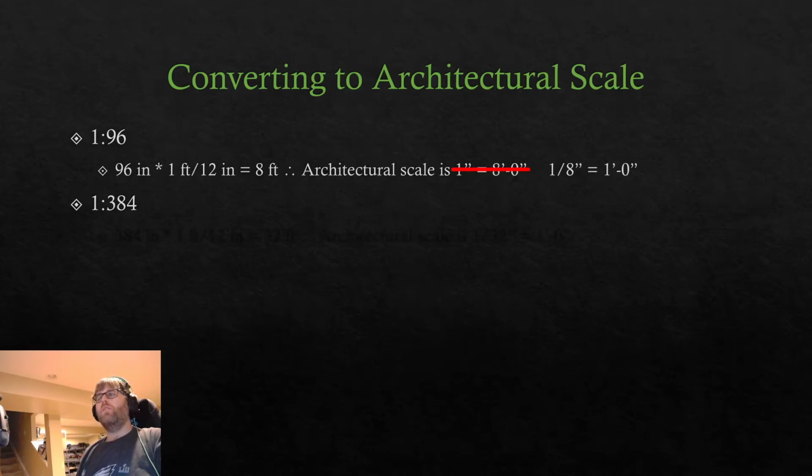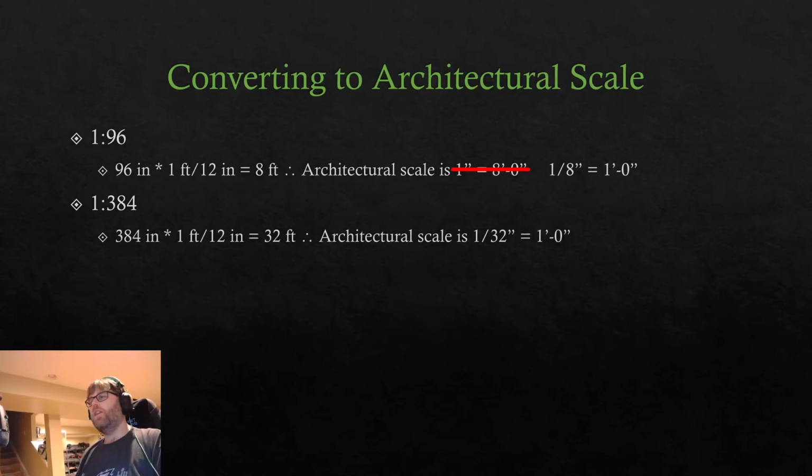So if you wanted to try this next one, 1 to 384, I'll give you a few seconds to pause and try it. So the right side, divide by 12, you got 32 feet. You're then going to have to divide both sides by 32. So you're left with 1 foot on the right side. So you got a 32nd of an inch equals 1 foot as your architectural scale.